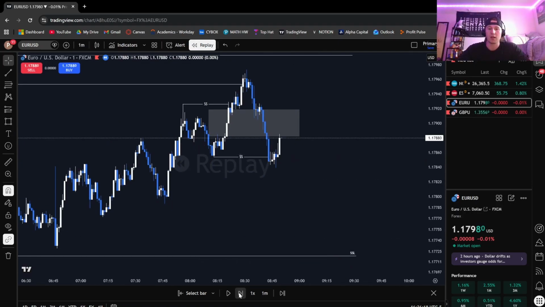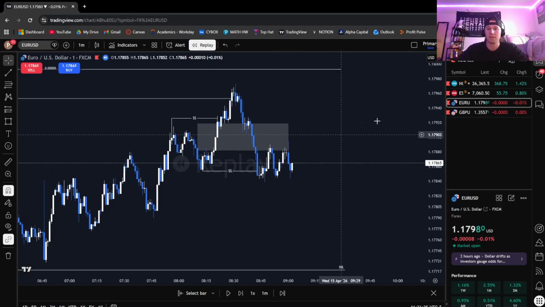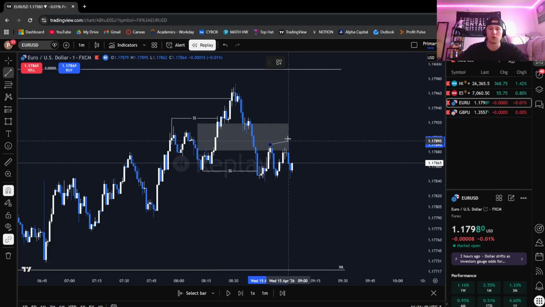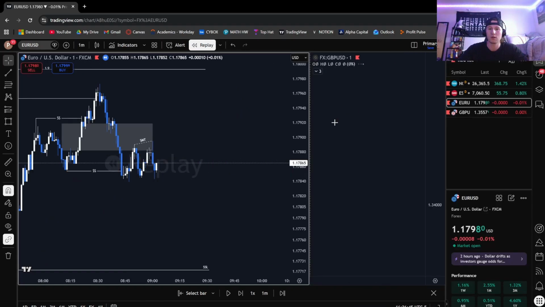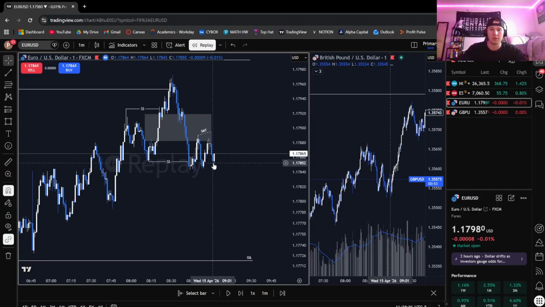So I'm waiting for something to set up. I debated setting a limit on this set of fair value gaps, so I would have literally got a perfect fill, but I wanted to see what would happen. Price ends up coming up and sweeping out this high, and it becomes an SMT with GU. If we look at GU, you can see that GU did not take this high, but Euro did, and then we immediately displaced lower.